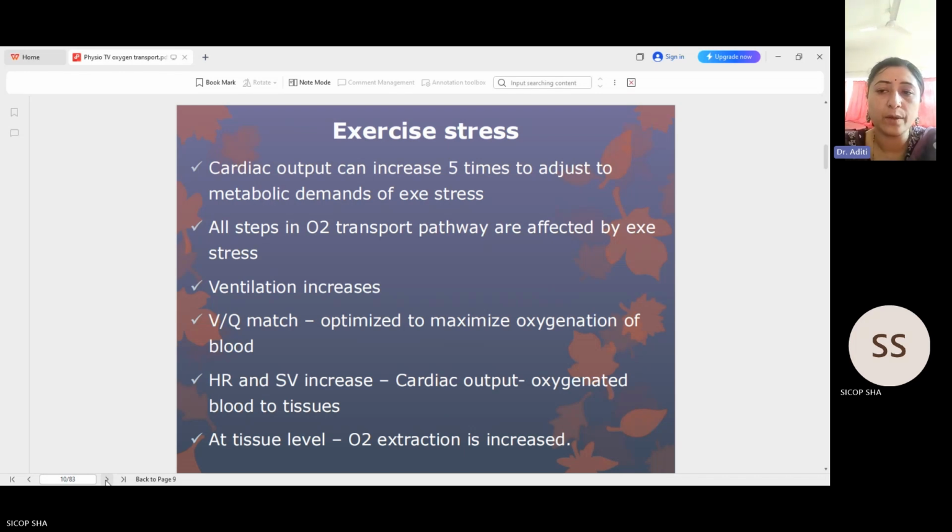So in an attempt to meet the cardiac output and the oxygenation demands, the heart rate and the stroke volume both will increase. Thereby, cardiac output will increase, and oxygenated blood will be delivered to the tissues. At tissue level also, because of exercise or because of training, the extraction capacity of oxygen will be increased.